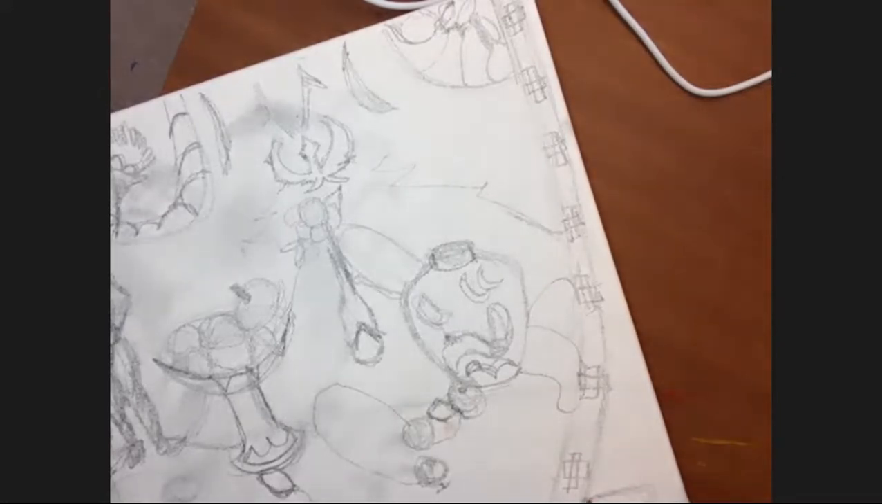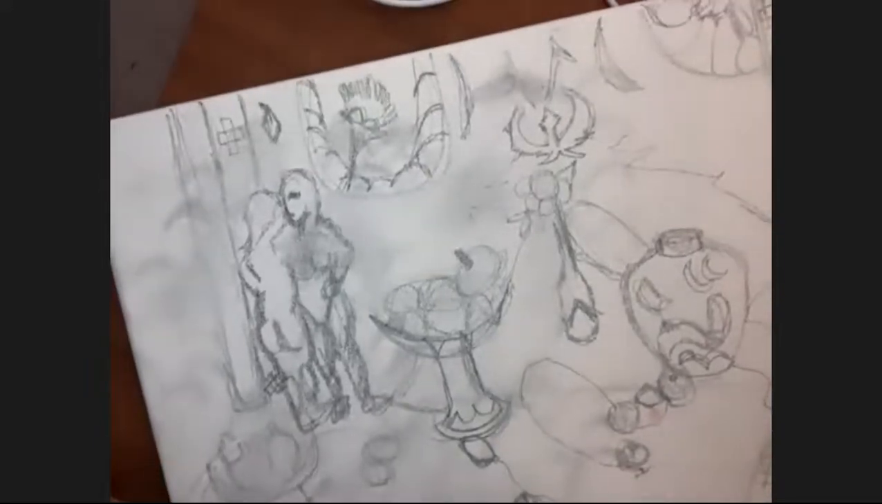Alrighty, and we have, all right. So first, apologies for the smudging. This is what happens with a lefty when you're left-handed.